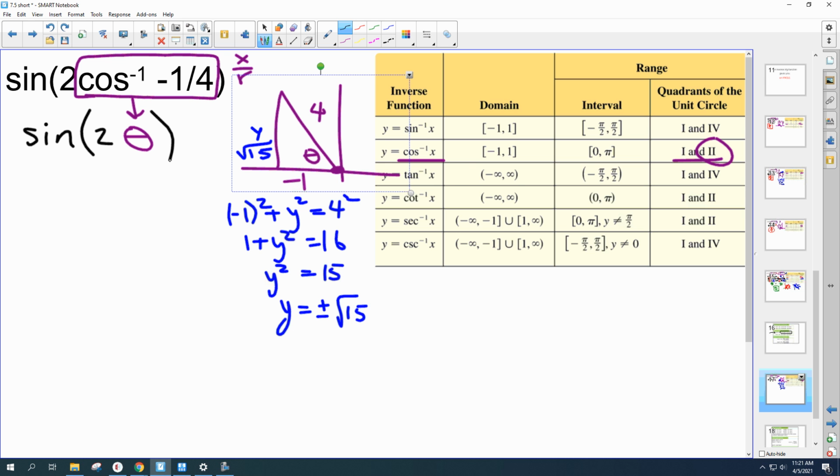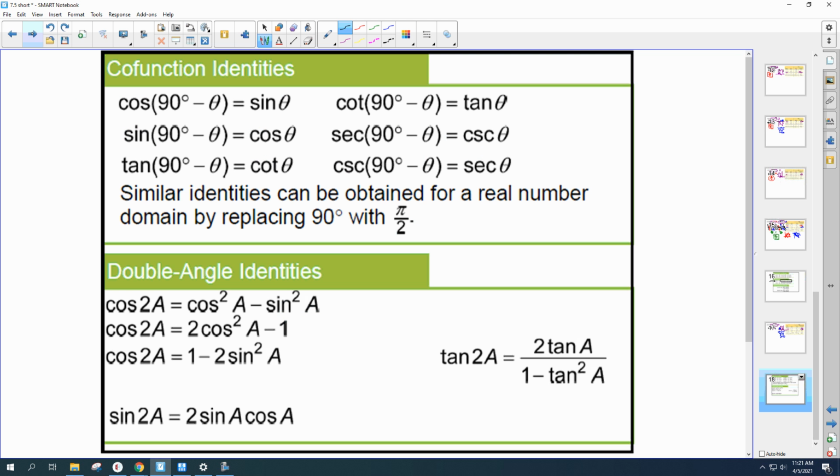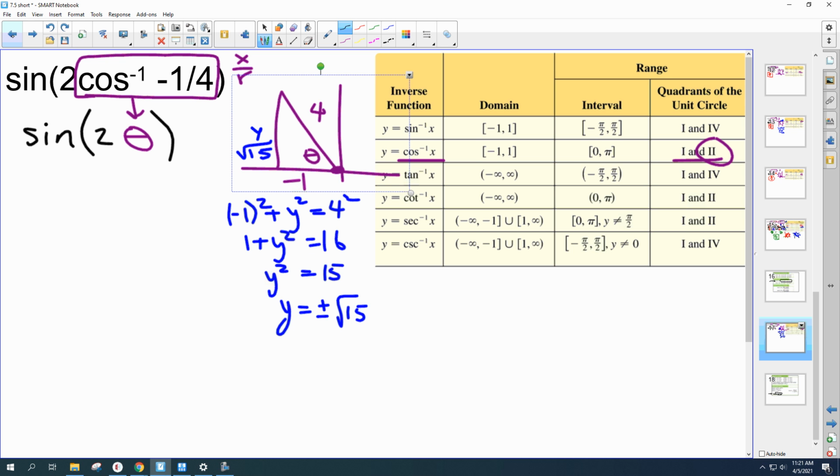Sine 2 theta, it's one of the double angles. It's this one. So I'm going to change it to this. I don't really want to be looking at 2a. I want to be looking at just regular old a's, because that's what I drew a picture of. This formula is 2 sine theta cosine theta. So 2 times this.